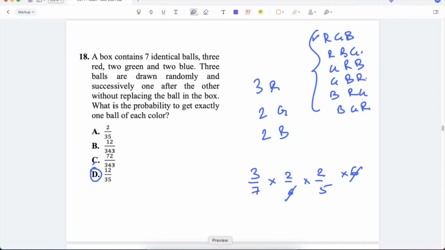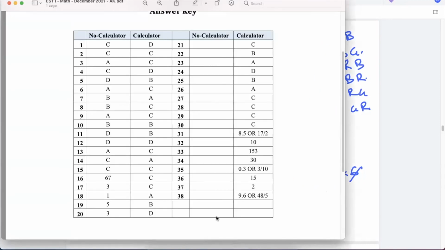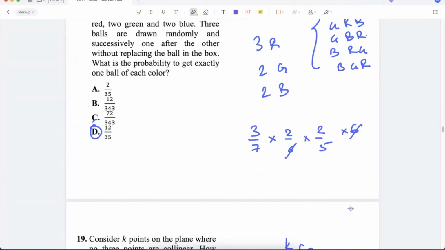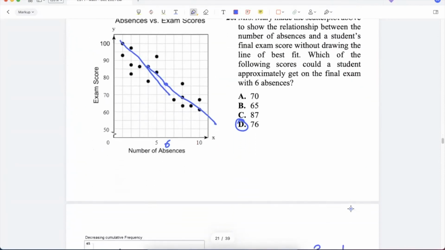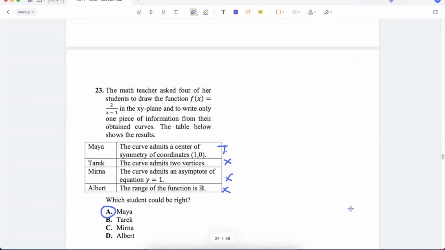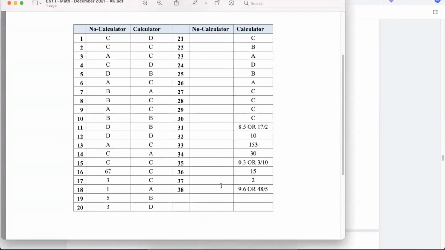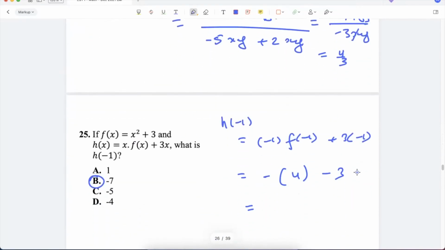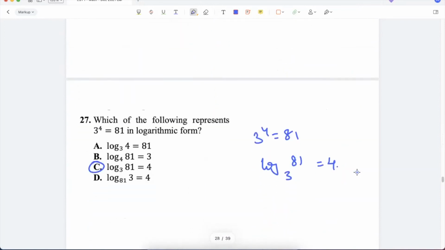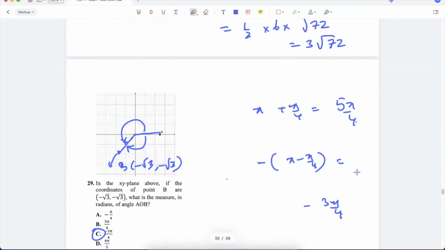So 18 would be D, 19 B, D, C, B, A, and 24 D, B, A, four C's. D, B, A, C, C, C, and C.